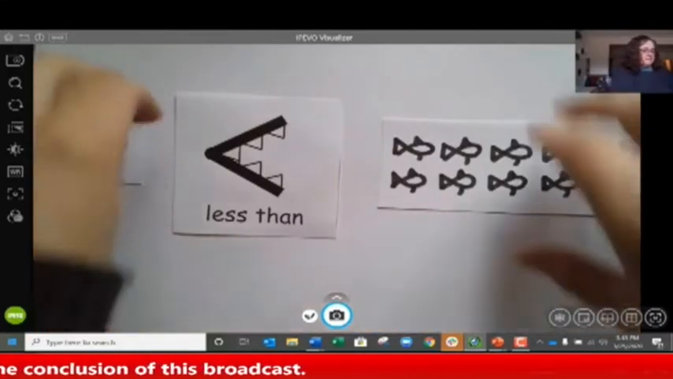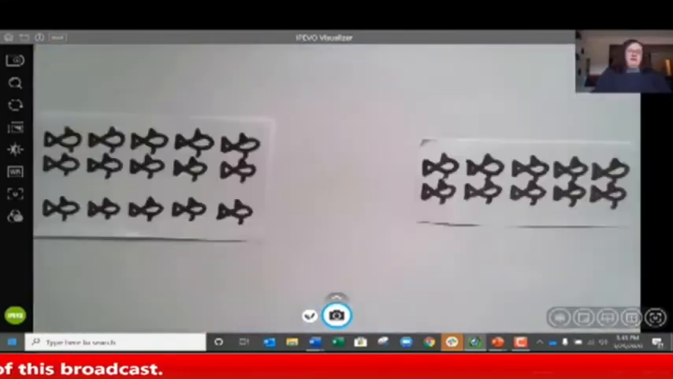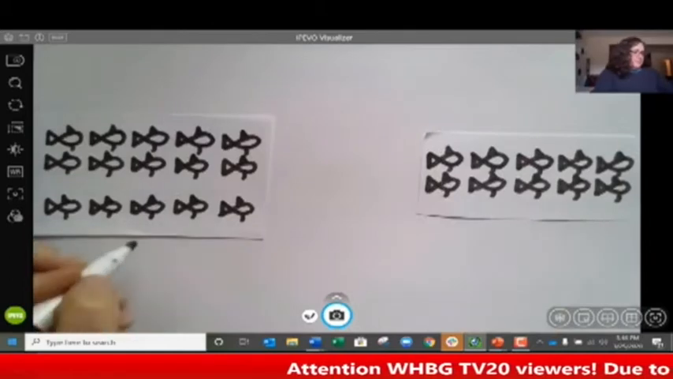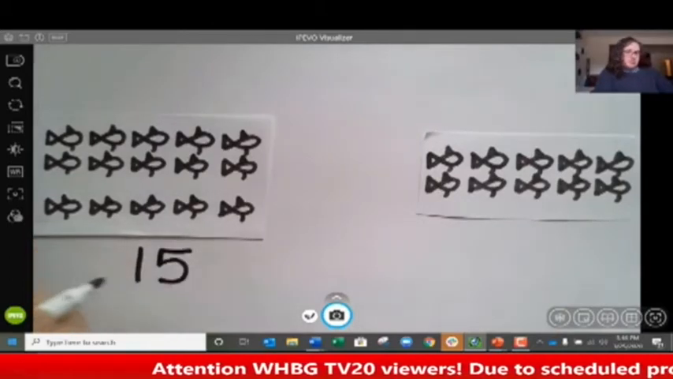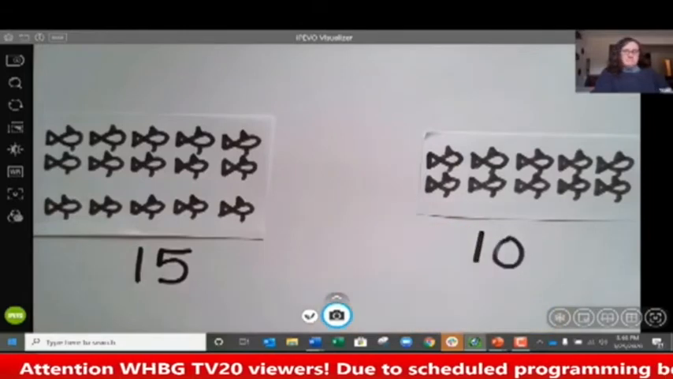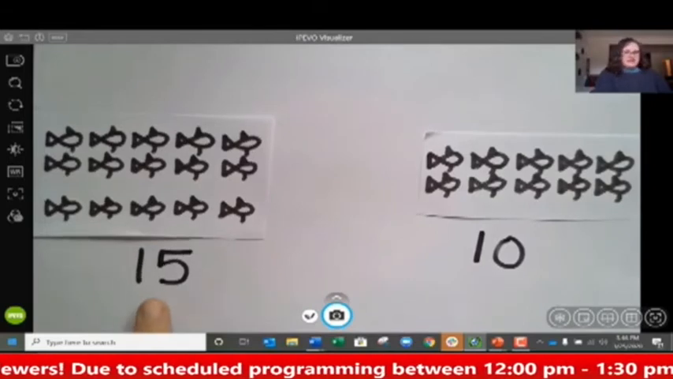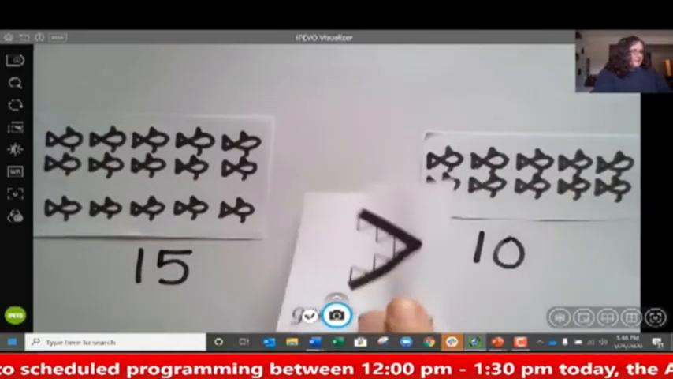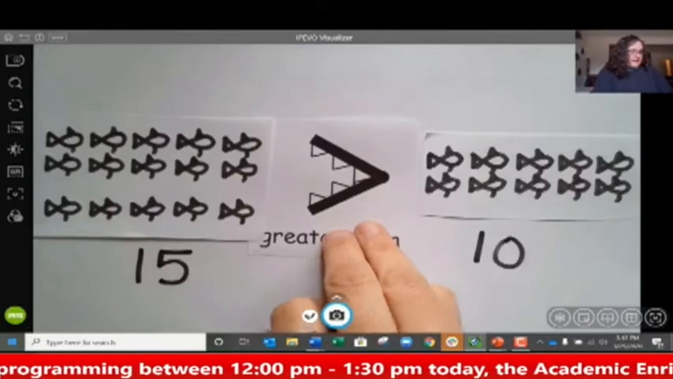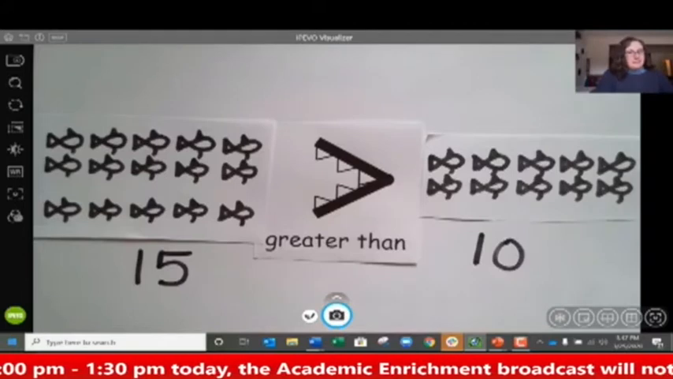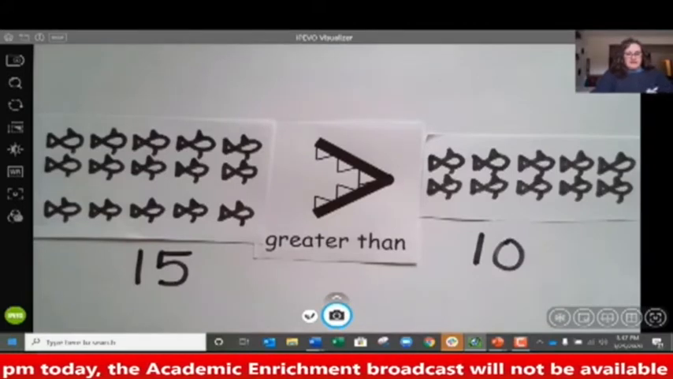Let's look at another story. This time, there are 15 fish in the pond in one spot and 10 fish in another spot. Do you think the alligator wants to eat my group of 15 fish or 10 fish? Did you say 15? 15 is greater than 10. My alligator definitely wants to eat 15 fish.